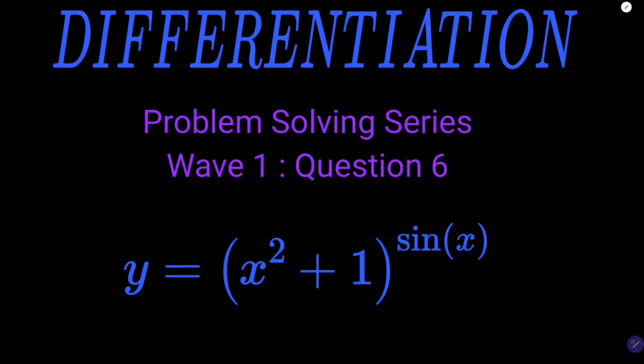The question is the function x squared plus 1, all to the power of sine x. We know this is not a simple power rule because the power itself is a differentiable function of x. So when both of these are functions of x, let's start.